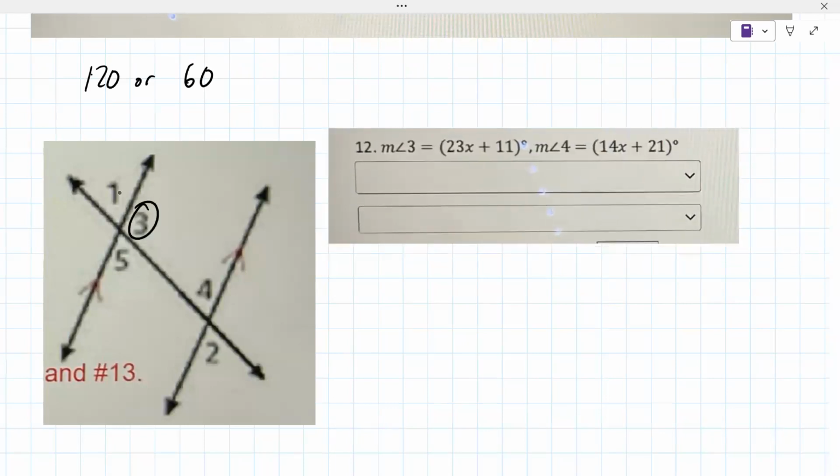You may need to help out here with the drop down menus, but measure of angle 3. So 3 is right there. Measure of angle 4 is right there. So are they congruent or do they add up to something? They add up to something. Yeah, they add up to 180.